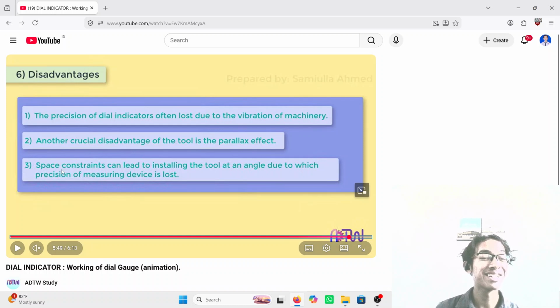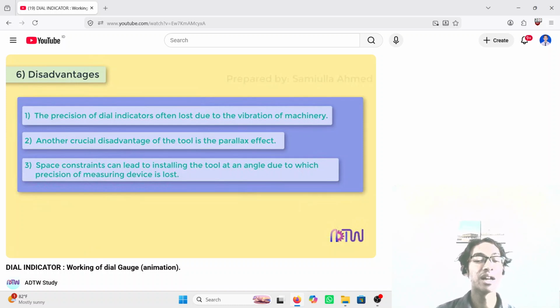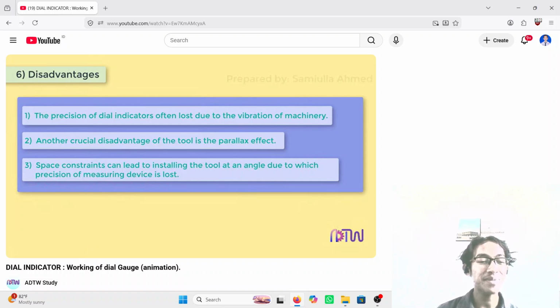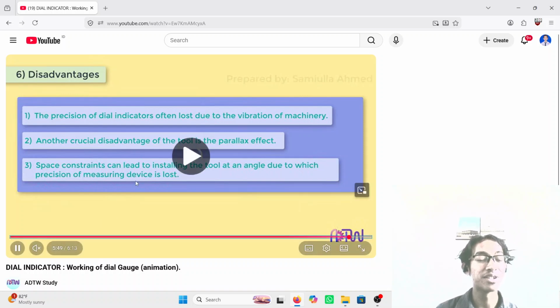And three, space constraints can lead to installing the tool at an angle, due to which the precision of the measuring device is lost.